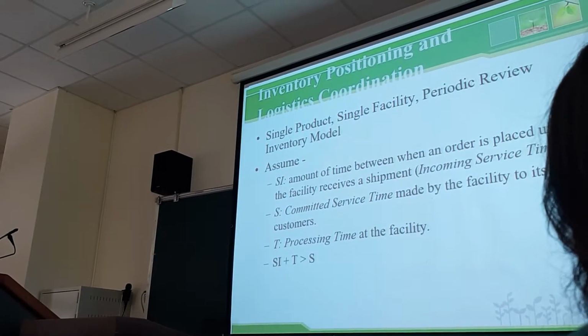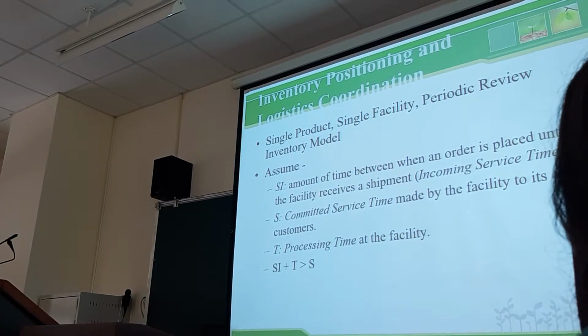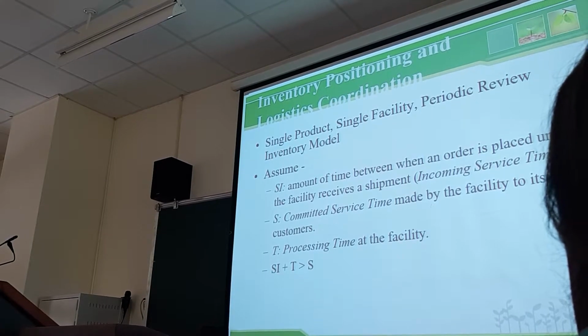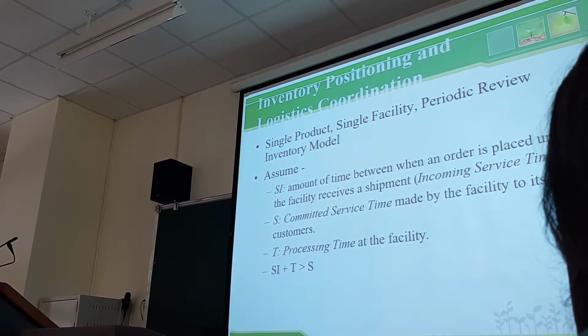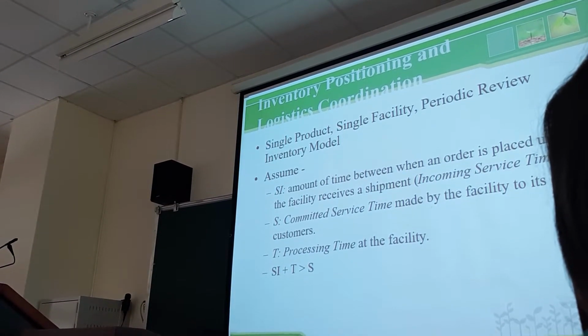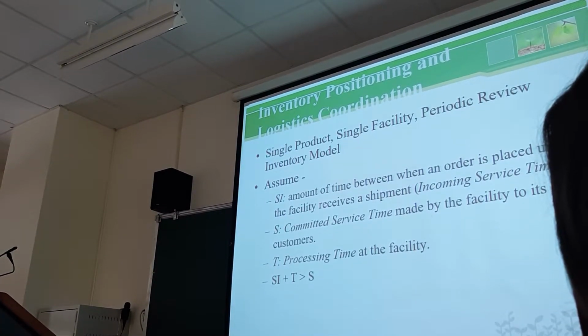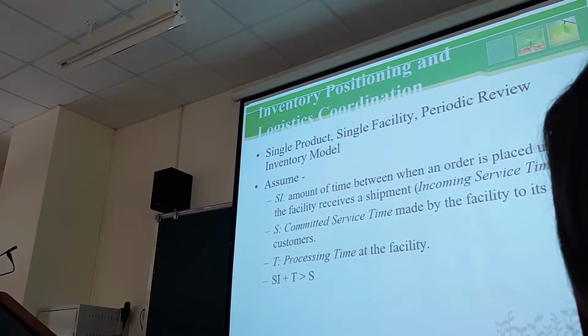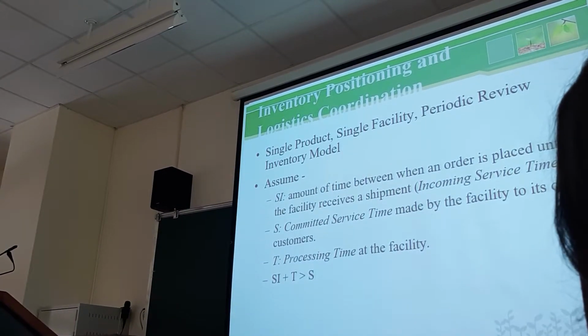So what will happen? Let's introduce another more complicated figure. Some terminology, let me quickly introduce here. SI, S, and T. What's the meaning of SI? You can see: time between an order placed until received shipment. Usually we would say lead time. You place the order until you receive it, the time gap, we call lead time. And sometimes people will give you another term called incoming service time. But generally we talk about lead time.